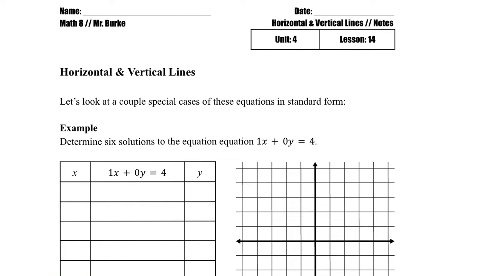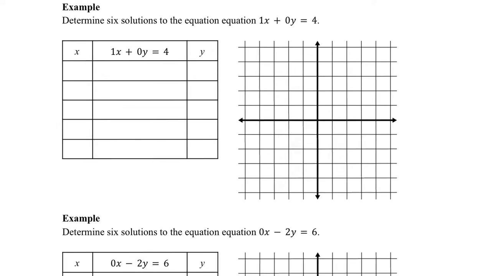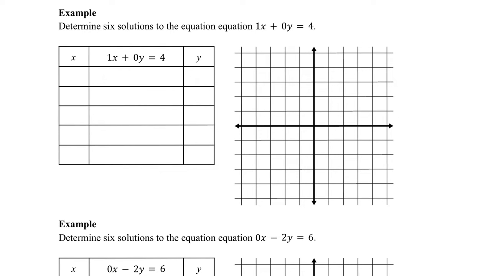All right, so for lesson 14, we're going to look at some horizontal and vertical lines. These are special cases of equations with two variables where one of the coefficients of either the x or the y becomes zero. Like in this first one, we're going to look at where the coefficient of y is zero. And in the second one, we'll look at where the coefficient of x is zero.